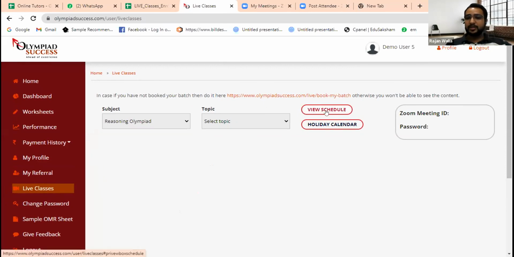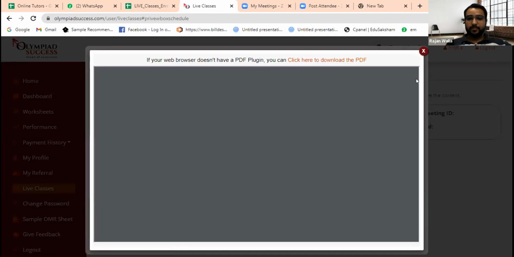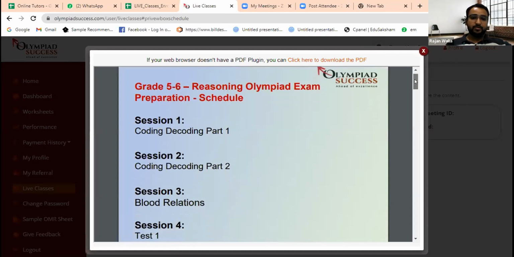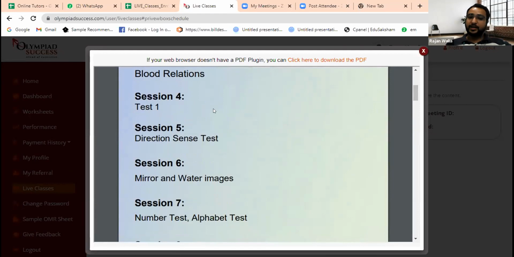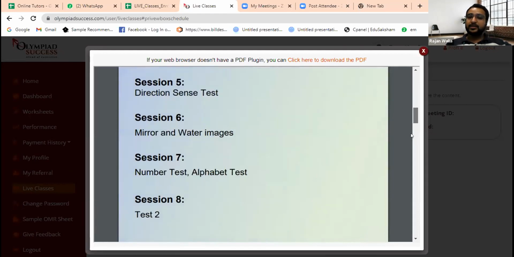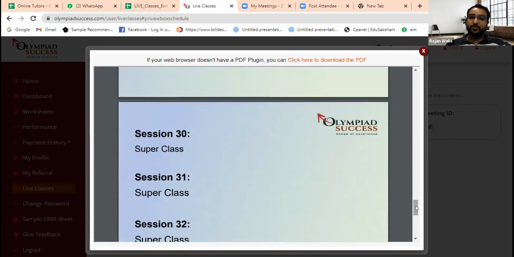Here you can see the schedule, like on which session, which topic we are going to cover. Okay, let me show you how it looks. This is a session-wise schedule, and after each and every topic, there will be a test. And students, in the end, there are super classes. These are the super classes. In the super classes, we are going to discuss previous year papers of Olympiads.